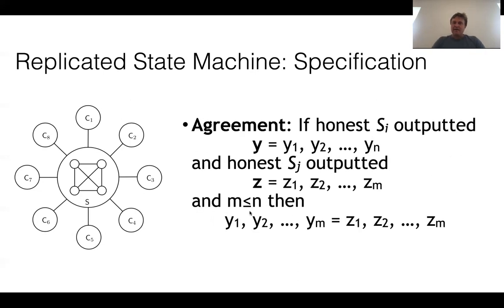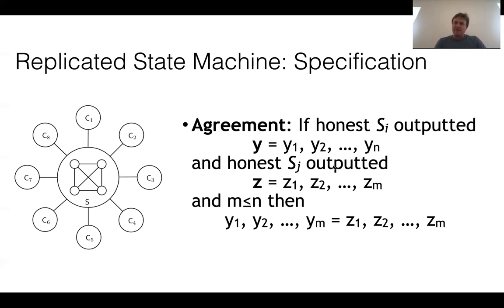And then we would also like agreement, which is that if one honest server sees some sequence of outputs y1 up to yn, and another honest server sees another sequence of outputs c1 up to cm, and this one is shorter, so m is less than or equal to n, then this here should be a prefix of that one up there. The shorter one should be a prefix of the other. So if I take y1 up to yn and instead write y1 up to ym, the lesser integer, that should equal c1 up to cm.